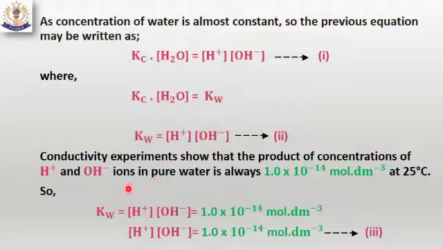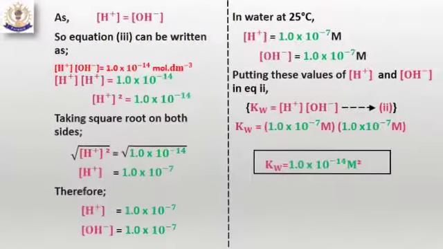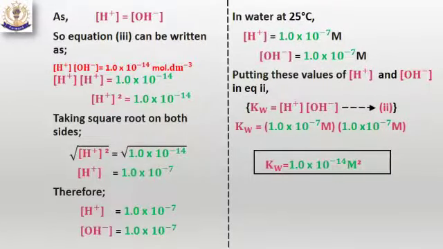Well, now we can write equation 2 as Kw equals the product of molar concentration of H plus and OH minus ions, which is equal to 1.0 into 10 to the power minus 14 mole per dm cube at 25 degrees centigrade. So water is neither an acid nor a base. So in pure water, the concentration of H plus ions is always equal to the concentration of OH minus ions. These both concentrations are always equal in pure water, as pure water is a neutral substance.